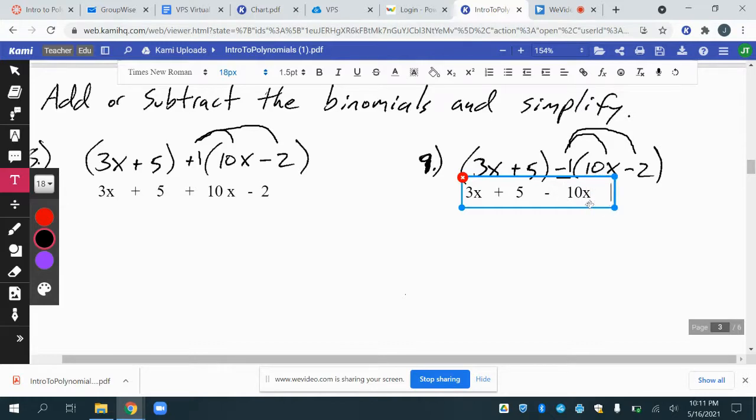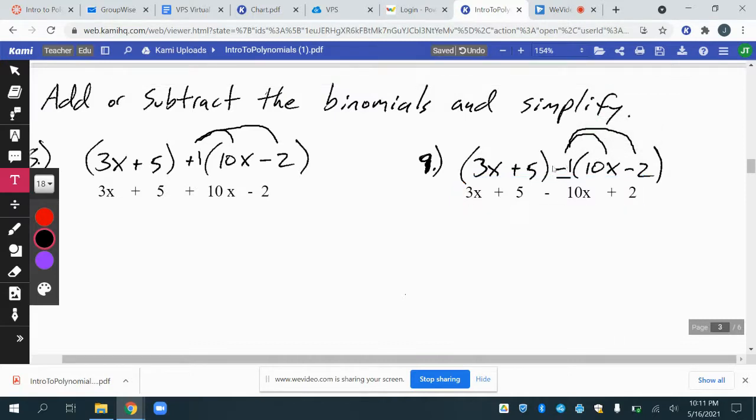And negative 2 times negative 1 is positive 2. So it changed the sign. Notice, they're really the same thing. The minus changes both the 10 and the 2. The minus will change everything in here. So another way you can think about it is I'm subtracting the thing inside the parentheses here. So I'm subtracting 10x and I'm subtracting negative 2. And subtracting a negative is adding. So that's another way you can think about it.